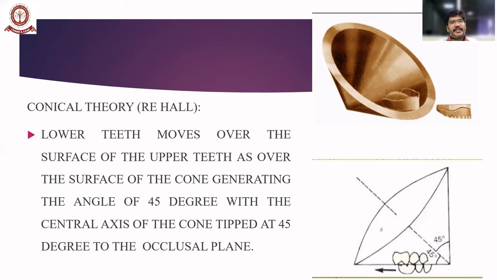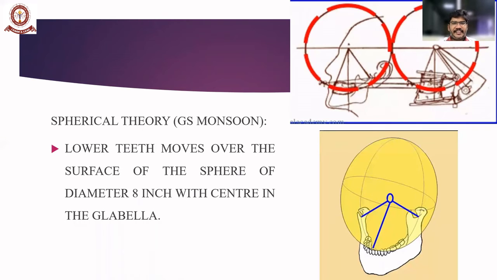Conical theory, it was proposed by Hall, in which he states that the lower teeth move over the surface of the upper teeth as over the surface of the cone, and it generates an angle of 45 degrees with the central axis of the cone tipped at 45 degrees to the occlusal plane. Spherical theory, also known as Monson's theory, is based on the concept that the lower teeth move over the surface of the sphere. Here, the sphere has a diameter of 8 inches with the center in the glabella.